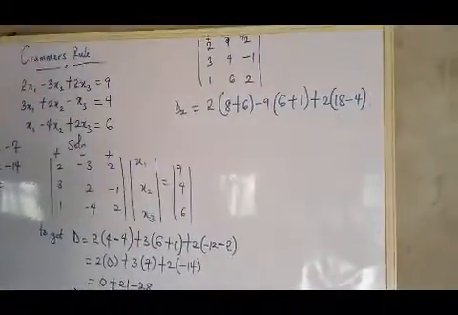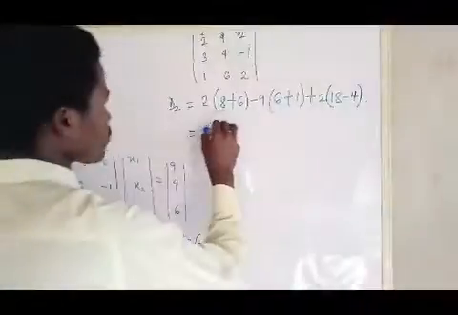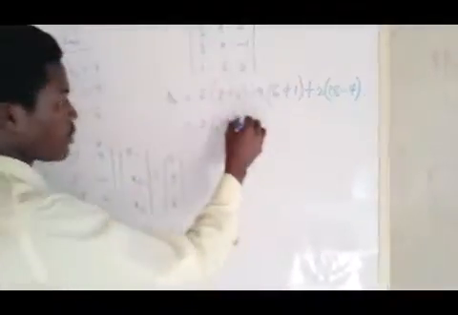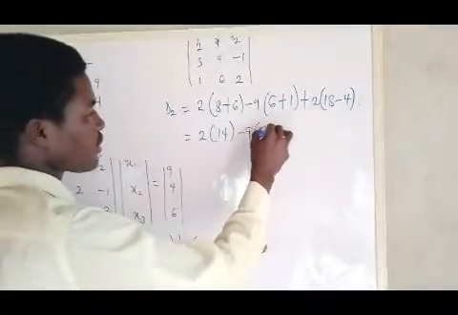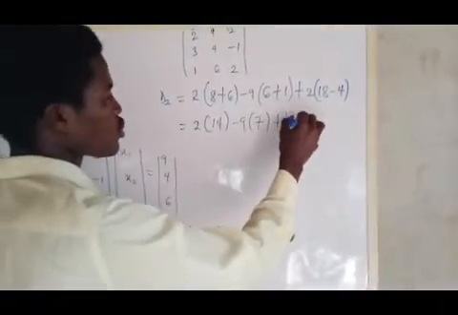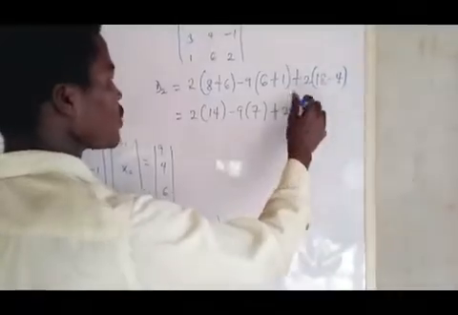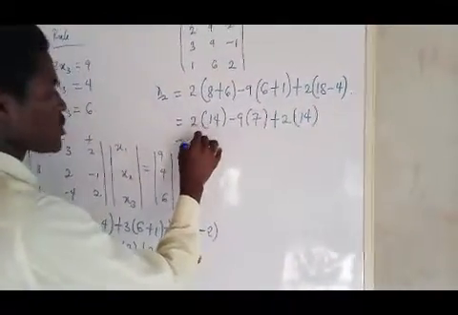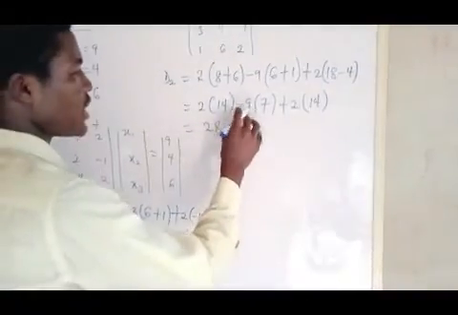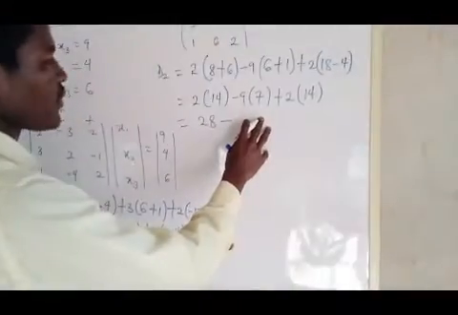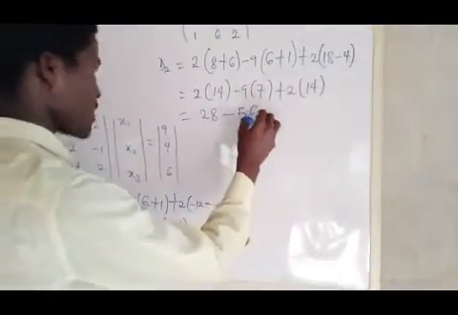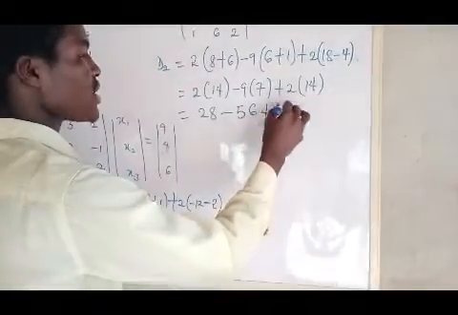All right. So this one will now become what? 2 times what? 14, right? Minus 9, open bracket, 7, plus what? 2, open bracket, 18 minus 4 is what? 14. So 2 times 14 will give us what? 28. 9 times 7 will give us what? 56, right? So that's 56 plus 28.